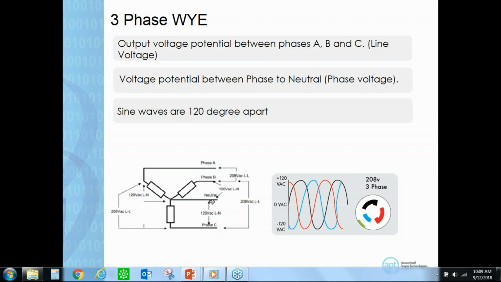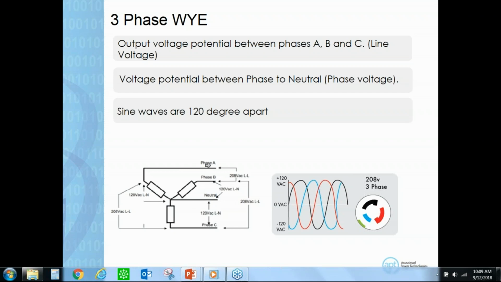So this is known as the star configuration, also known as a Y configuration. Now the voltage between line and neutral is known as the phase voltage. So if I were to measure between phase A and the neutral connection, my voltage for this particular example will be 120 volts.